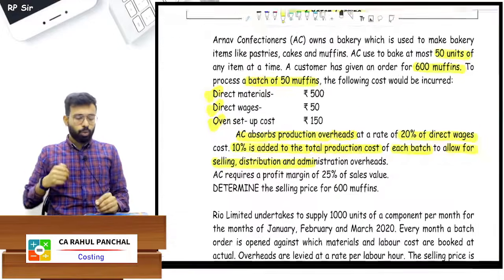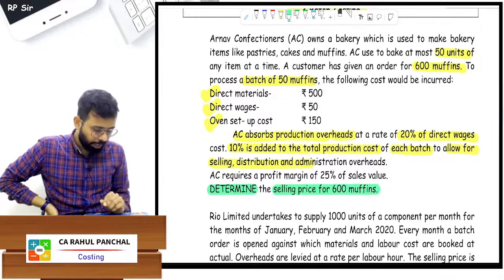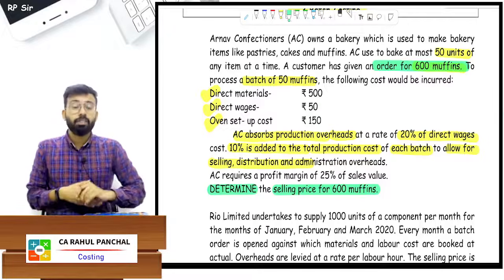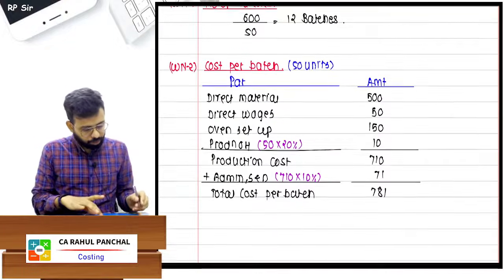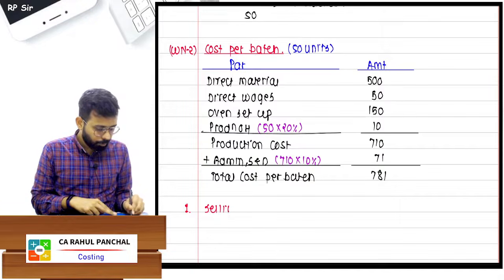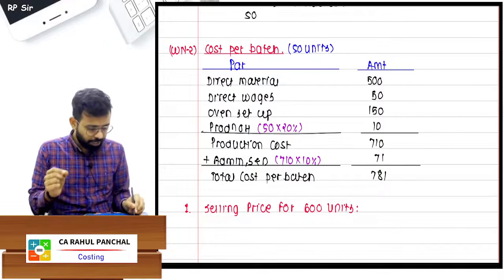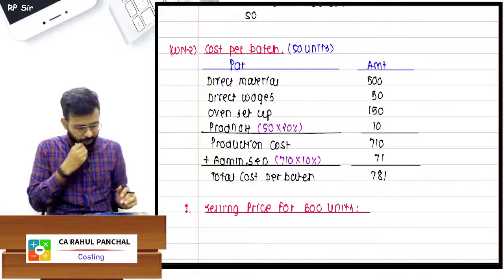Now, what is being asked in this question? Determine the selling price of 600 muffins. So there is an order which came for 600 muffins, and we have to determine the selling price. How much you will charge? Let us go for that now. Selling price, main solution. Selling price for 600 units or muffins. Again, the solution can be presented in a different way. I am showing you one of the methods.